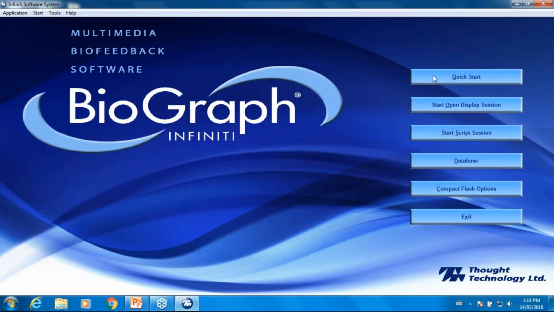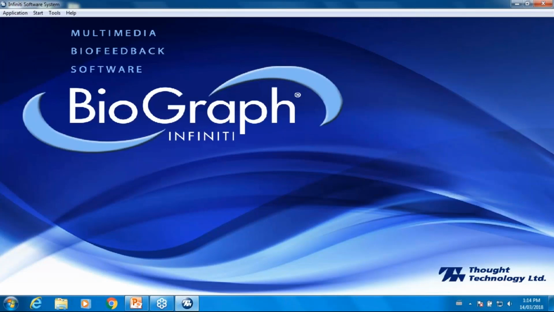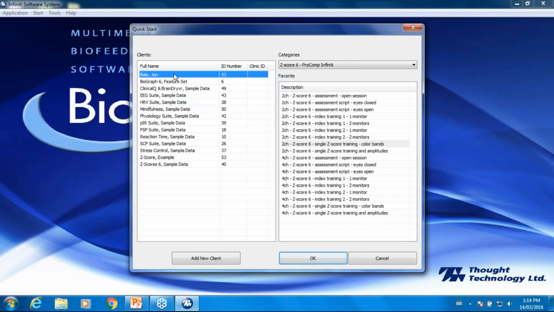I've opened up BioGraph Infinity, and I'm going over to the quick start where all the Z-score sessions are. I already have my name entered in here because it's important for my sex and my age to be entered into the system, because NeuroGuide needs that for its Z-score comparison. It has to compare my brain to the appropriate age and sex category in the system.